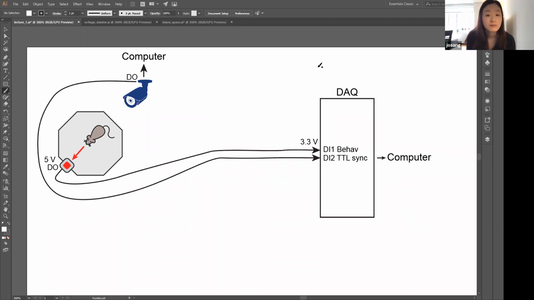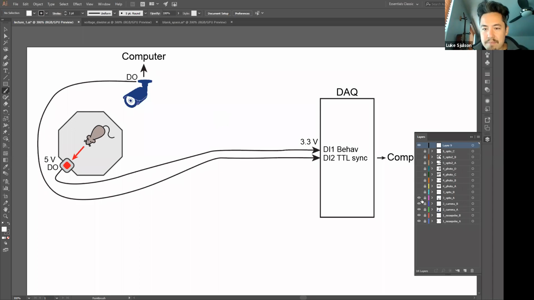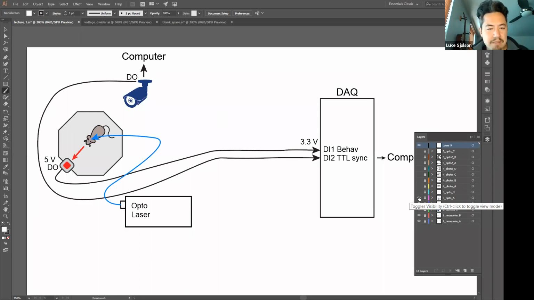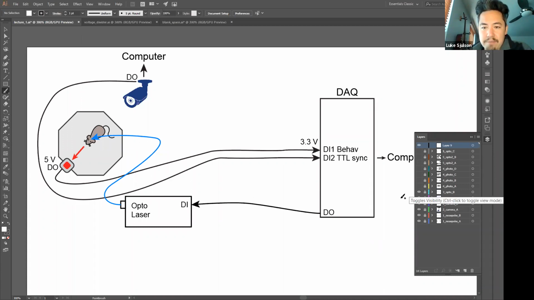So let's see. Let's say we want to add something more to this experiment now. Now we want to add optogenetic stimulation, so we have a laser shooting into the animal's brain. We want to control this laser somehow. Up until now, we just have digital inputs in our DAC system. So now we want to have some sort of digital output, which we could use to drive it.